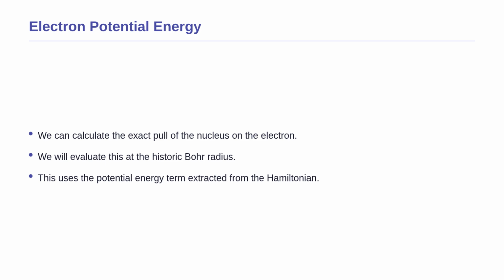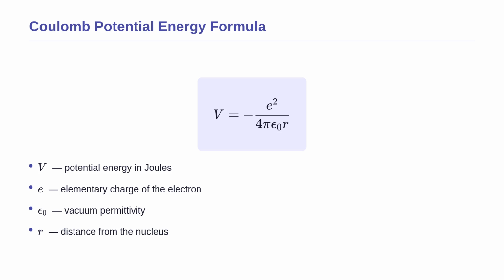We will extract the potential energy term directly from the Hamiltonian operator we defined earlier. This is the standard Coulomb potential energy formula, taken straight from the second half of our Hamiltonian. V represents the potential energy. The symbol e is the elementary charge of the electron. Epsilon 0 is the vacuum permittivity, which describes how electric fields travel through empty space. And r is the distance from the nucleus.